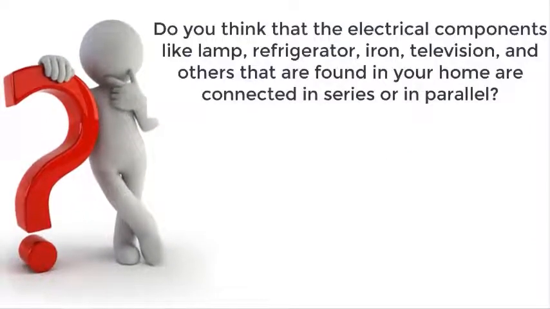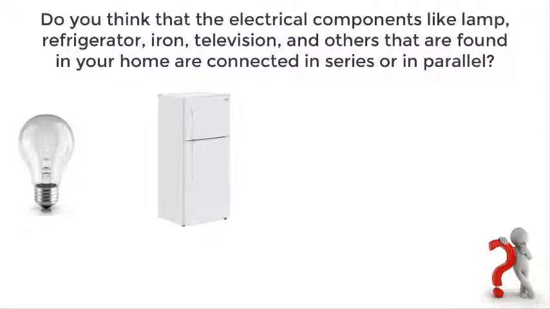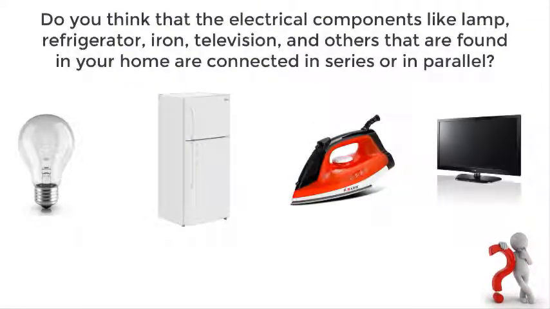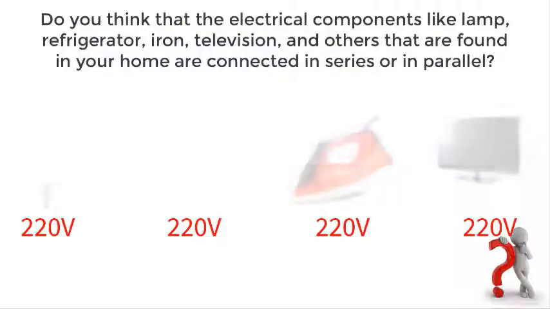Do you think that the electrical components like the lamps, refrigerator, iron, television, and others that are found in your home are connected in series or in parallel? Look at the rated voltages found on each component. All of them need the same voltage to work. Then they must be connected in a way so that they take the same voltage.